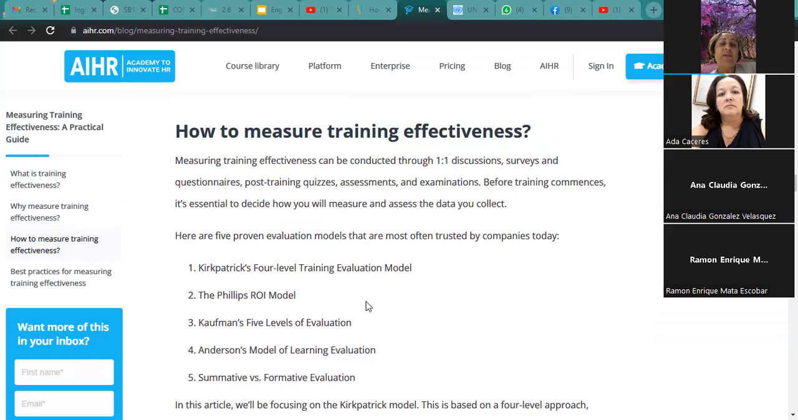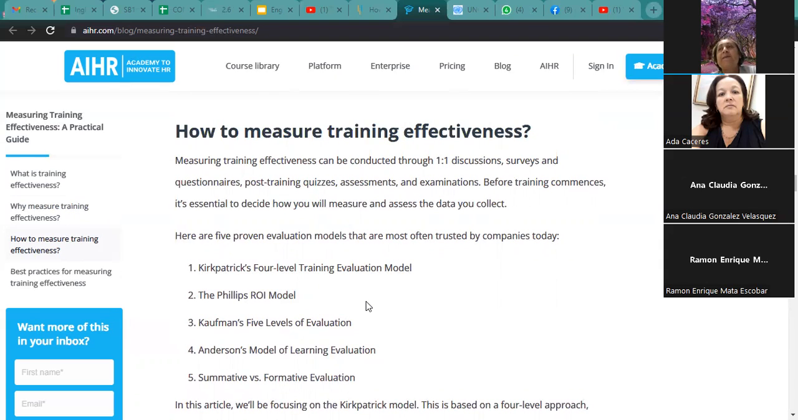So what do you get from this part? Okay. We need to measure what is the impact or the effectiveness for every training that you get. So before the training starts, you have to plan or select what is the best way to measure that effectiveness. So you have to decide. And in the last part, we were talking about, for example, exams or projects.